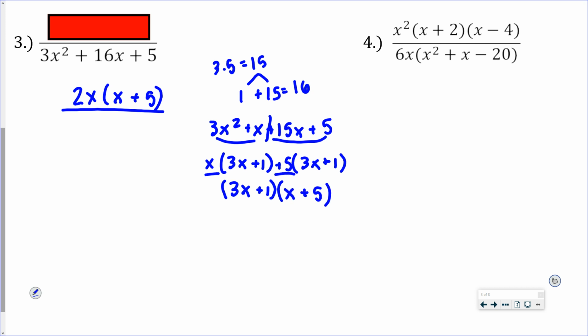Now that you have done a lot of multiplying binomials, you should quickly check in your head. If I were to multiply this out, 3x squared plus 15 plus 1, oh yep, that'd give you plus 16 plus 5. Okay, yep, that does work. You're just undoing multiplication when you're factoring. It doesn't matter what order you put these in either. We can multiply in any order, right?